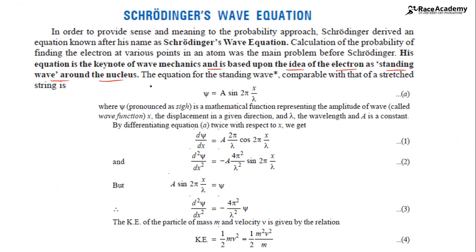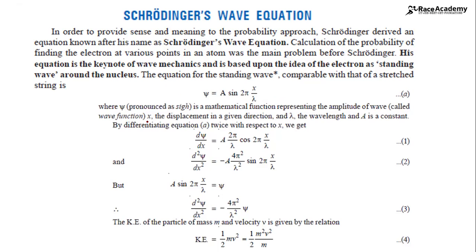And that standing wave for a vibrating string is taken like this: psi is equal to A sine 2 pi into x by lambda. Psi can be pronounced as psi, you can write psi, some will write psi also. That is your wish. And it is the mathematical function representing the amplitude of the wave.